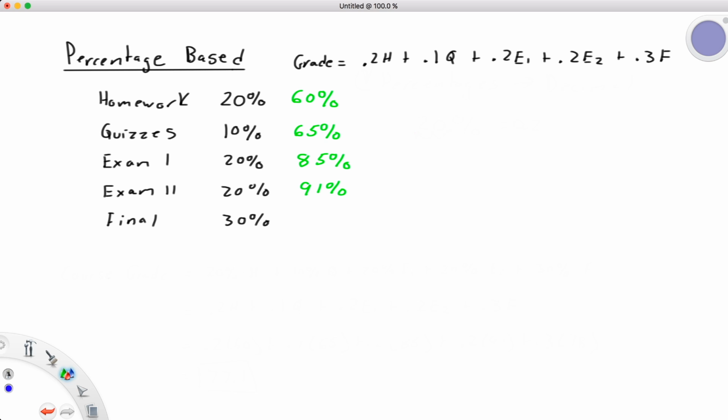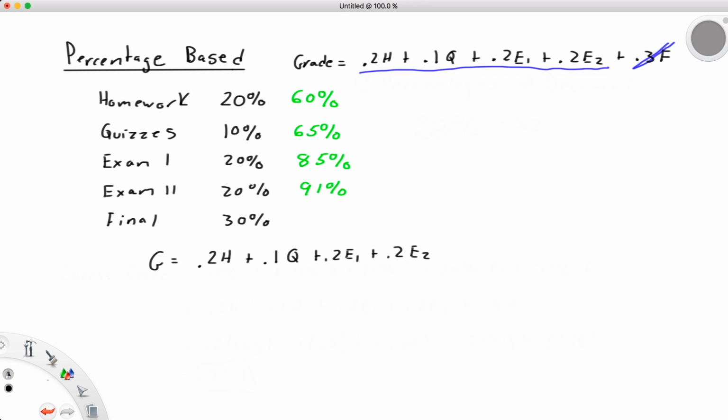So in order to get an estimate of our grade, we're going to need almost the same formula here, except we just can't include that 30% for the final. So we still are going to have our grade equal to 0.2 times H, because that's still worth 20%, plus 0.1 times Q, because quizzes are still worth 10, right? Plus 0.2 times E1 plus 0.2 times E2.